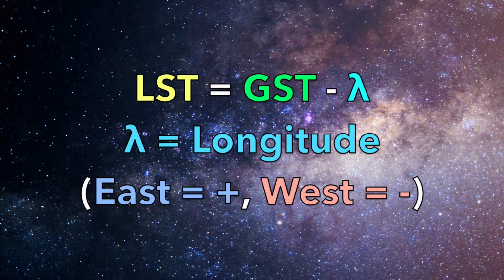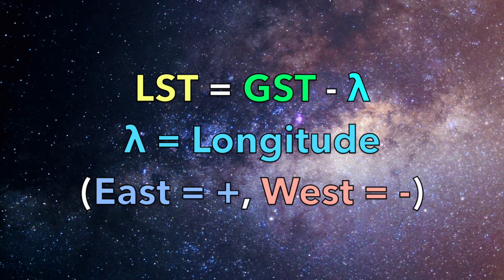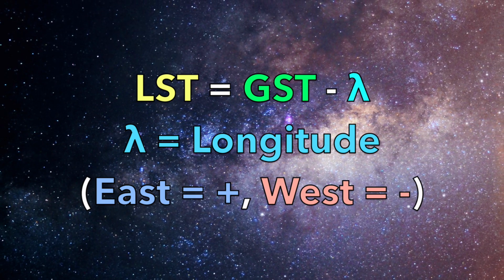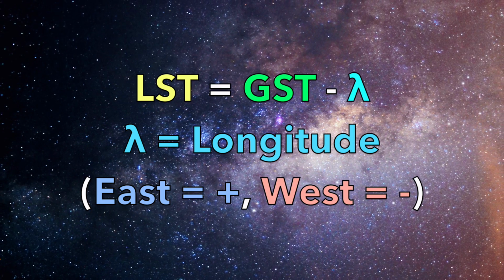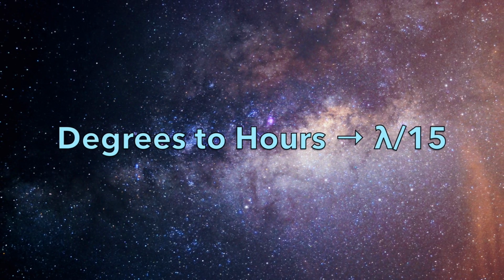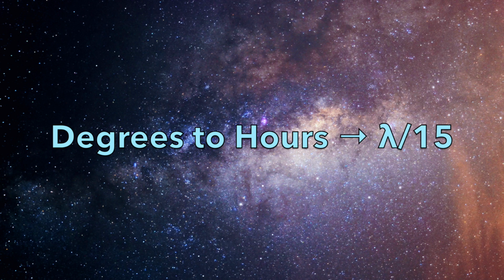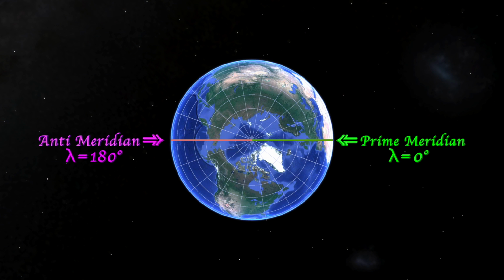The LST can be calculated by subtracting the observer's longitude, designated as lambda, measured positive eastward from 0, from the current GST. Make sure you convert your longitude into decimal hours by dividing by 15. Also, make sure you note the sign convention of your local longitude.